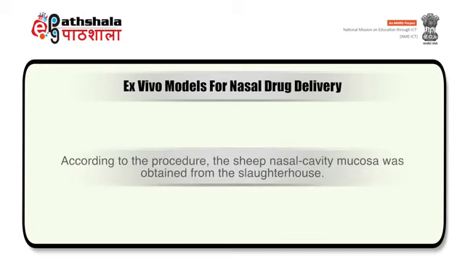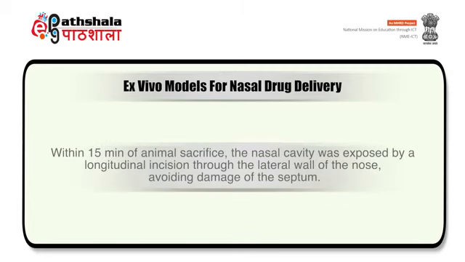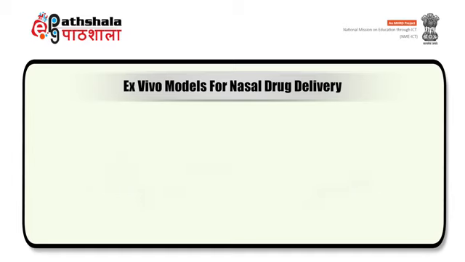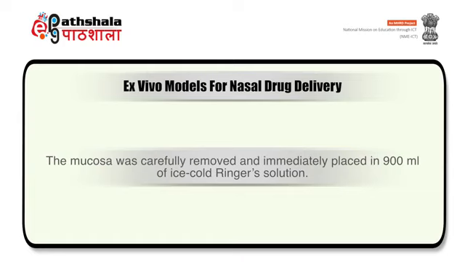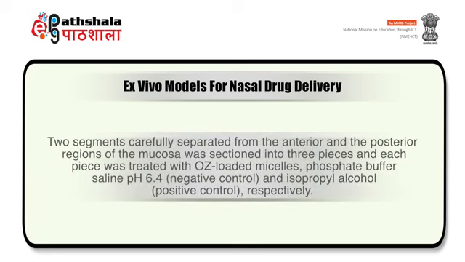According to the procedure, the sheep nasal cavity mucosa was obtained from the slaughterhouse. Within 15 minutes of the animal sacrifice, the nasal cavity was exposed by a longitudinal incision through the lateral wall of the nose, avoiding damage of the septum. The mucosa was carefully removed and immediately placed in a 900 ml ice cold Ringer solution. Two segments were carefully separated from the anterior and the posterior regions, and the mucosa was sectioned into 3 pieces.